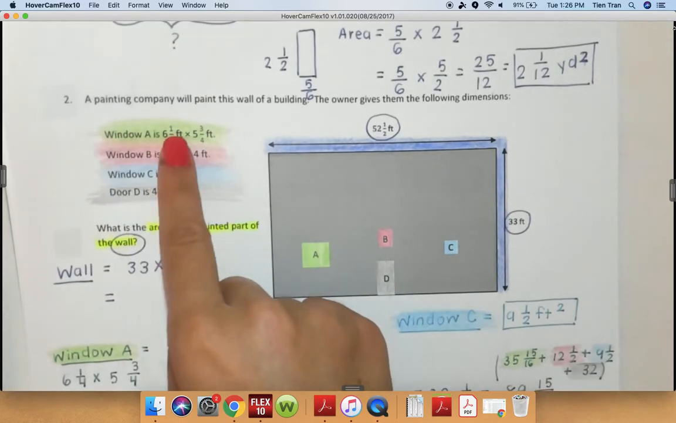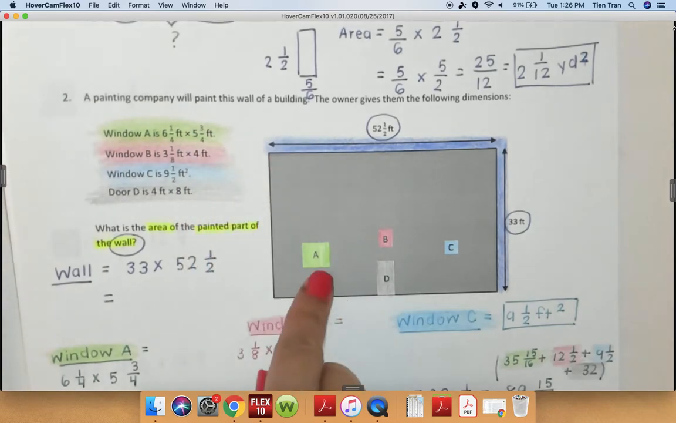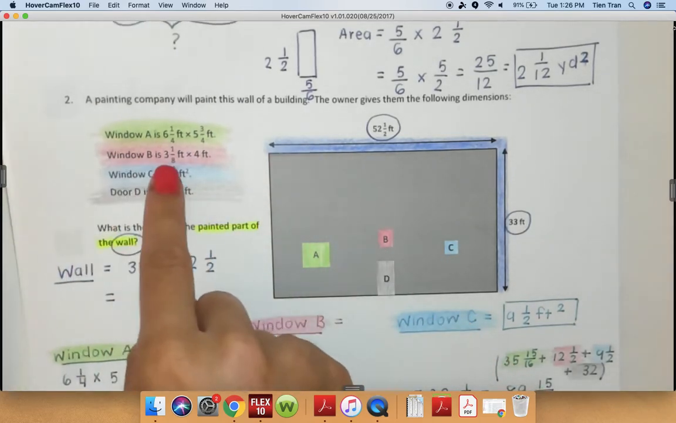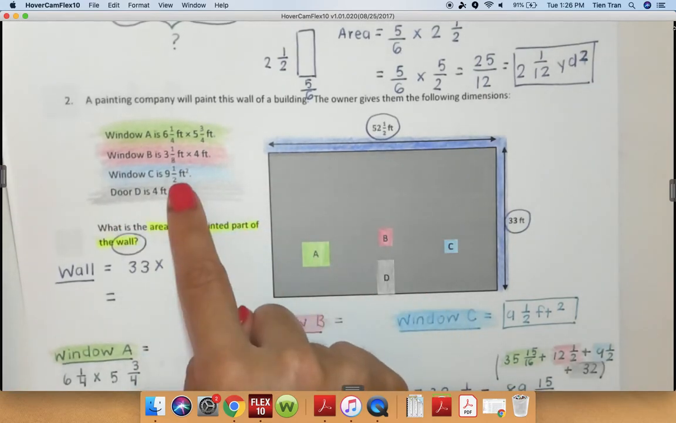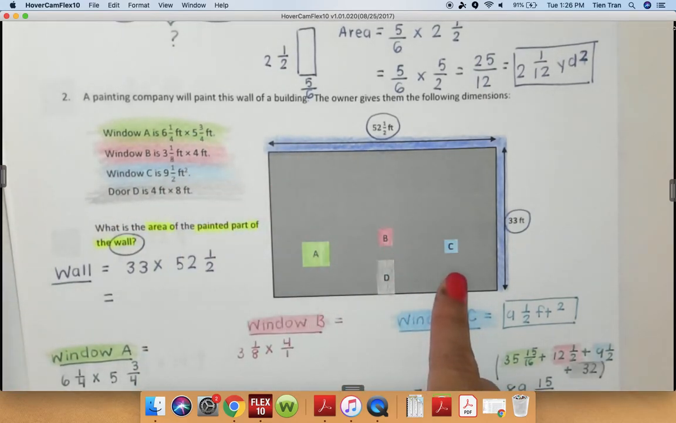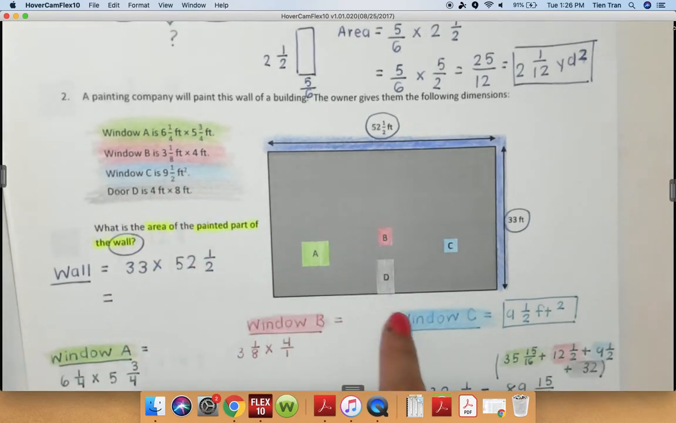You know that window A is 6 and 1/4 feet times 5 and 3/4 feet. We know that window B is 3 and 1/8 feet times 4 feet. And we know that window C is 9 and 1/2 feet. And then we know that door D is 4 feet times 8 feet. So we now know all the measurements in order to figure out what is the gray area or the wall that we need to paint.